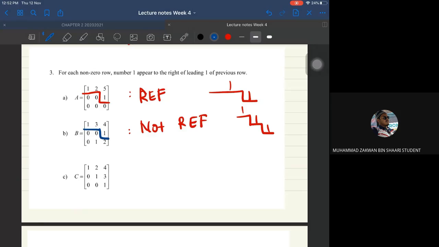Kalau kita nak jadikan matriks ni REF, bawah ni mesti semua zero sebab satu dah ada kat sini. So the next satu mesti kat sini. So dia tak boleh ada nombor dah kat bawah ni. Okay. So yang ni dia tak memenuhi syarat yang ketiga lah. Okay. Sebab satu dia ada kat sini. Okay.